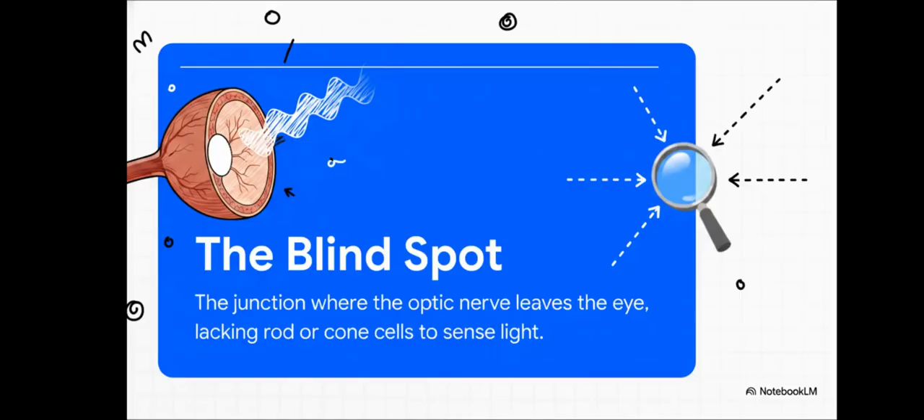Fascinatingly, though, despite having millions of these cells, your vision isn't quite perfect. Right at the very back of the eye, at the exact junction where the optic nerve exits to head to the brain, there's a tiny area completely void of any rod or cone cells. If a beam of light happens to focus on this exact specific spot, your eye literally cannot sense it, but your brain just seamlessly fills in the background, creating a natural, invisible blind spot in your field of vision that you don't even realize is there.